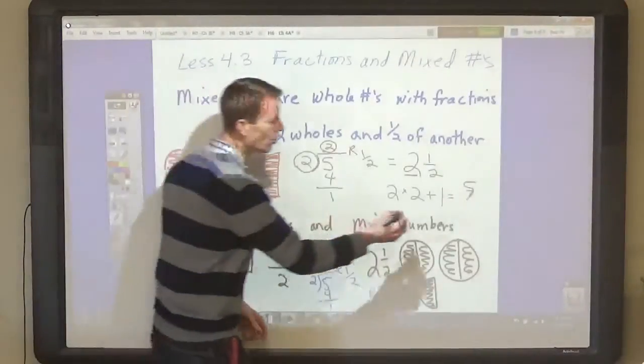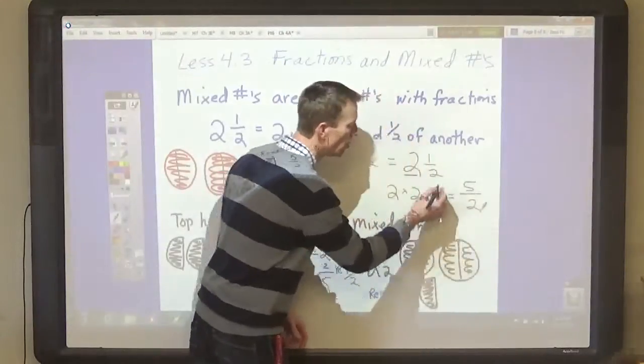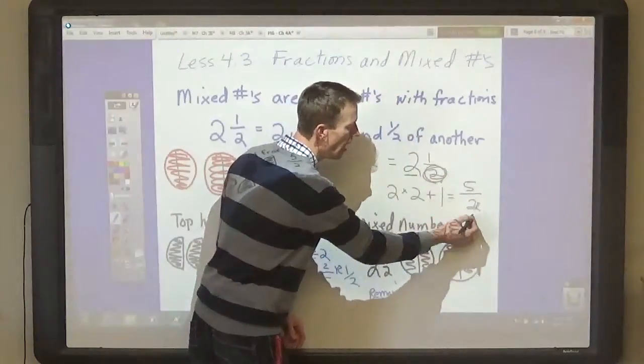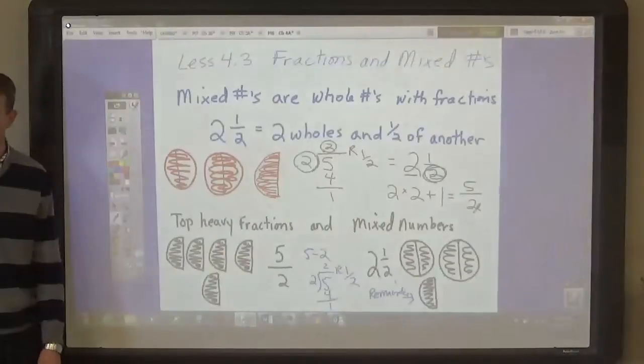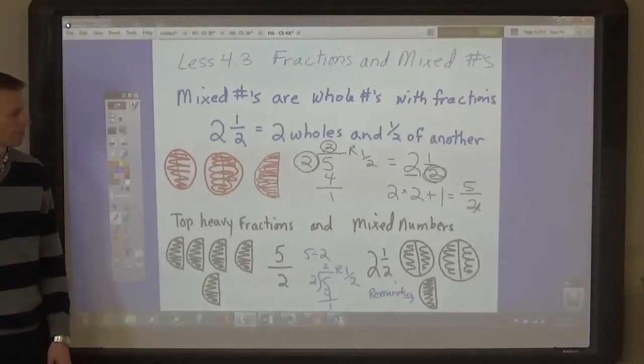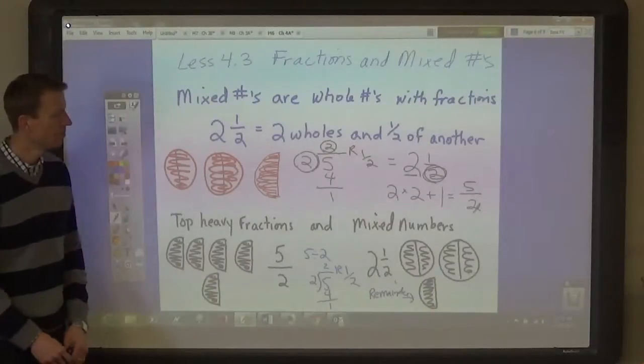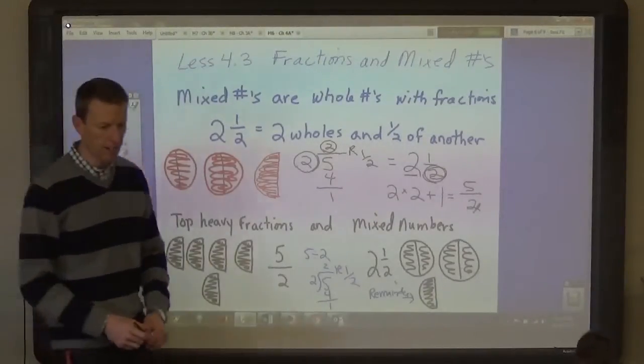It's 5 halves. So you would write 5 over 2. You use the denominator as your denominator for the top-heavy fraction. Okay? Let's go to your worksheet and practice.